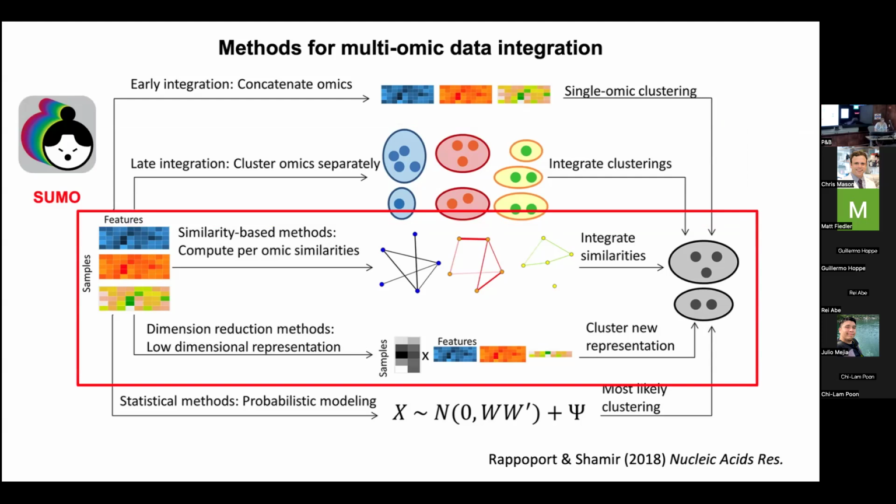And then we have two ways. One of them, as we already discussed, is dimensionality reduction methods, whichever you would like to choose. The other would be similarity-based methods. So you look at each omic and try to find which samples are the most similar to each other, and then you try to integrate the similarities. And this is my program, SUMO, which actually uses both of those to jump over and try to create generalizable methods that do not make many assumptions about the distribution of the data, right?